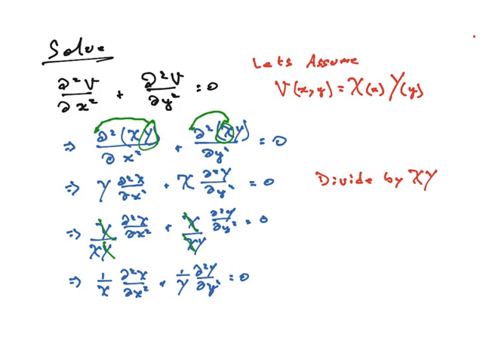And now this is very nice because notice something we have here. We have one term which only depends on x. There's no y dependence at all there. And this other term only depends on y. So if I rewrite this, I move the Y piece to the other side maybe, I'll have 1 over X d squared X by dx squared equals minus 1 over Y d squared Y by dy squared.